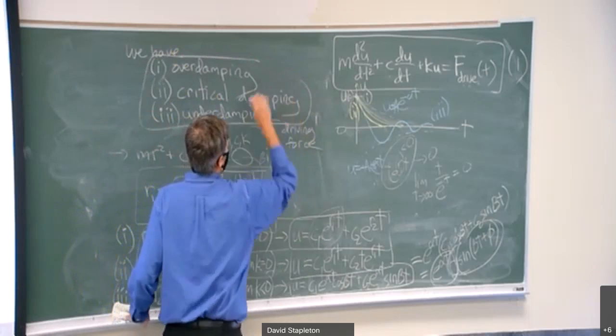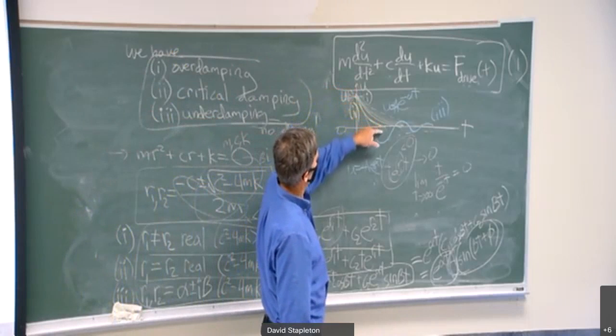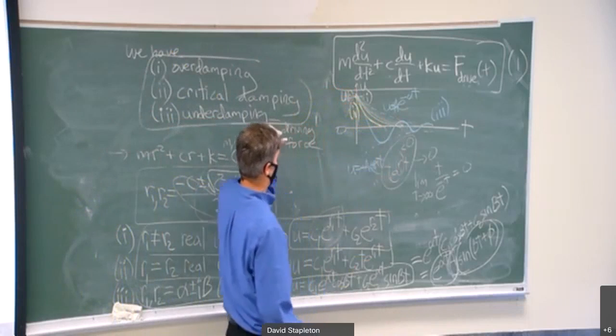Those are the three names for the three cases, and what you see is that case 2, the yellow one, gets close to the t-axis fastest of the three.